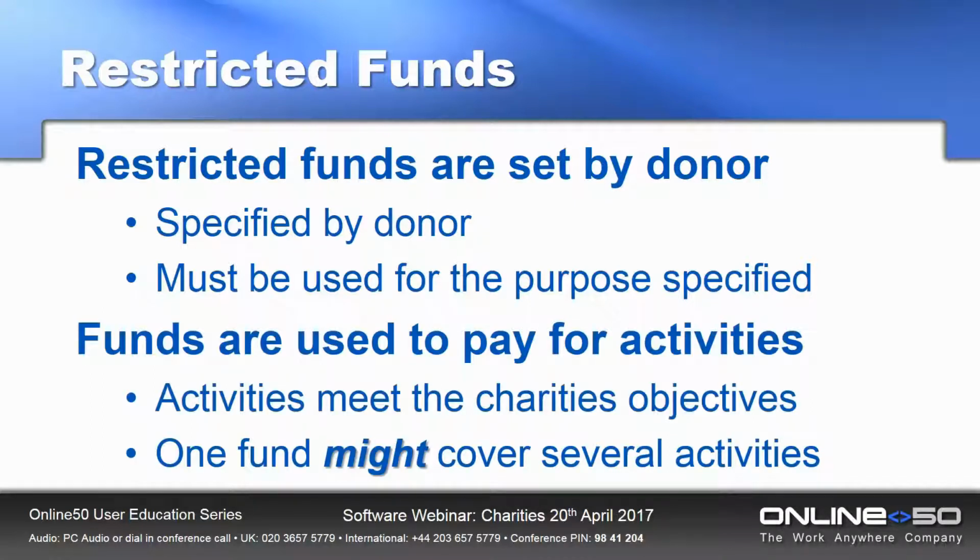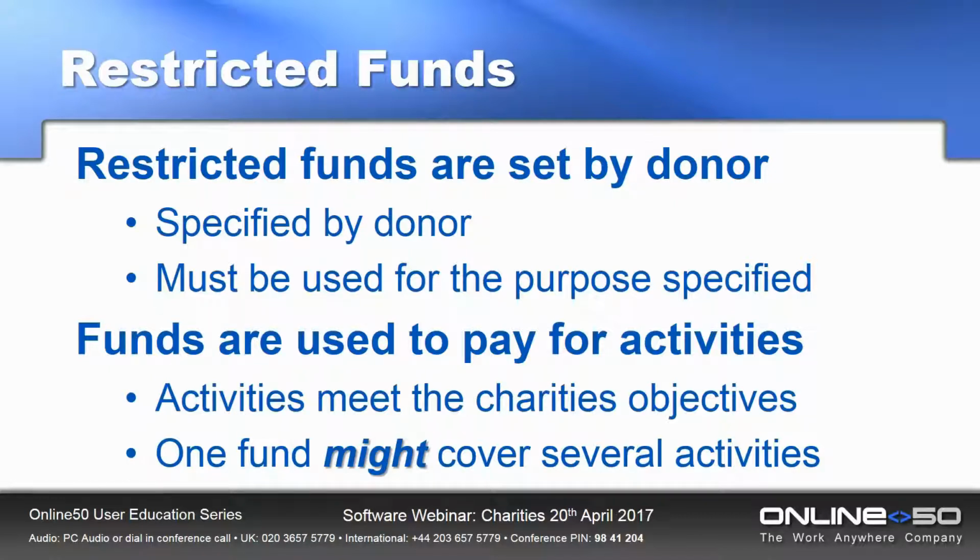Now, the funds, of course, are used to pay for activities, and the activities of the charity are clearly set up in order to meet the charity's objectives, whatever those might be. And one restricted fund might cover several activities. Charities obviously prefer to receive donations without restrictions that they can spend on whatever they think they need to spend it on. But if a donor gives a gift with a specific restriction on it, the charity is obligated to make sure that they can fulfill that, but that might mean spending it on more than one activity.